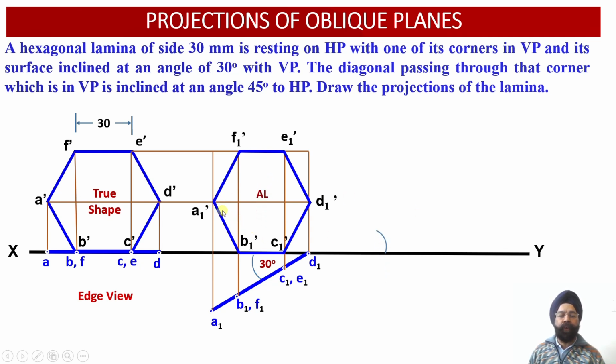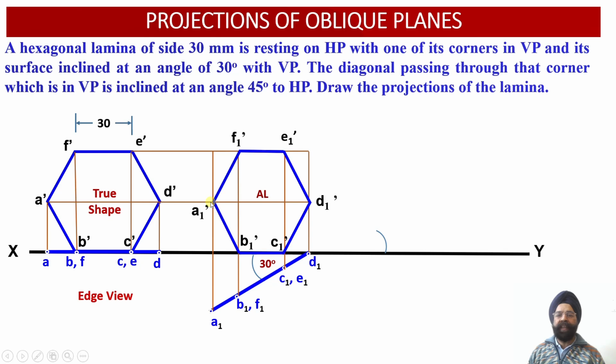Another thing we observe over here is that in this apparent shape, this diagonal A1 dash D1 dash is passing through the point D1 dash, which is contained by the vertical plane. So we can see point D is contained by the vertical plane. Since point D1 lies in the vertical plane, the diagonal passing through D1 dash happens to be A1 dash D1 dash. But because of the inclination of this diagonal with respect to the vertical plane, in the front view, this diagonal is being viewed as or represented as an apparent length.